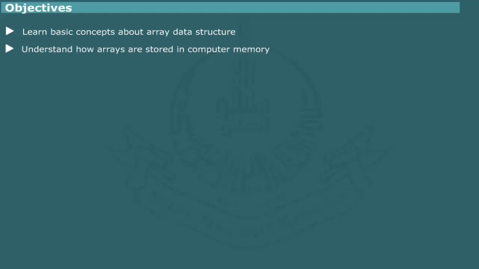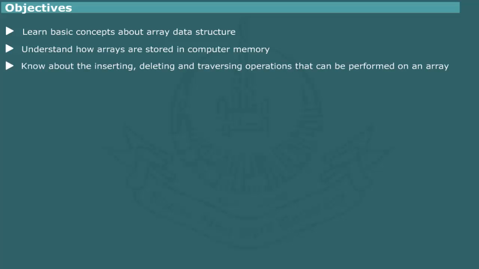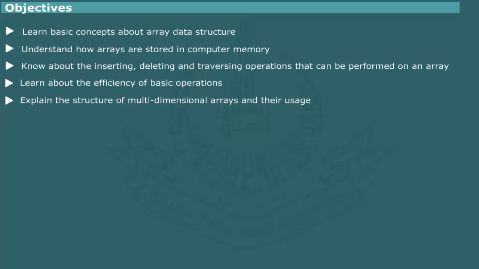Objectives. After completing the unit, you should be able to learn basic concepts about array data structure, understand how arrays are stored in computer memory, know about the inserting, deleting, and traversing operations that can be performed on an array. Learn about the efficiency of basic operations. Explain the structure of multidimensional arrays and their usage. Understand the advantages and disadvantages of arrays.